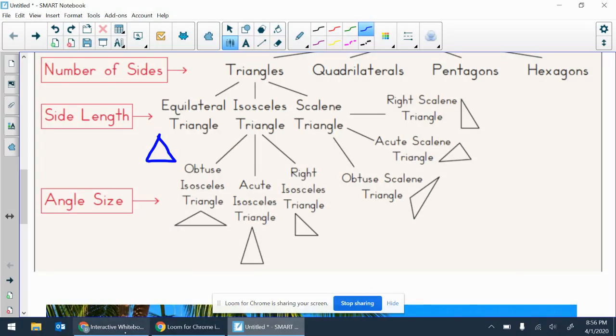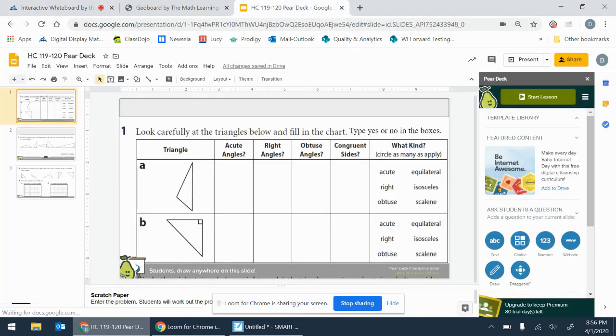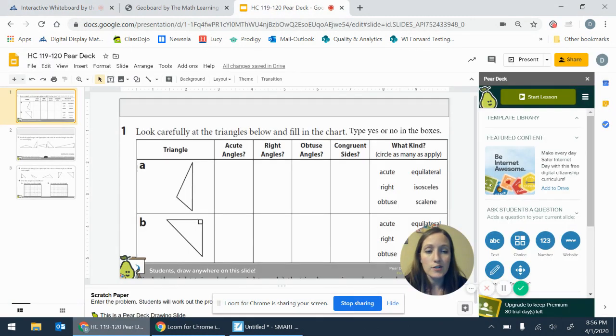Because to finish the lesson today, we're going to do another Pear Deck. Your Pear Deck today is going to look like this. Your teacher is going to share that code with you. And for the first problem, you're going to look at the triangles below and fill in the chart. You're going to take that text tool, boys and girls, so that we can type really neatly. And we're going to type yes or no in each of these boxes.